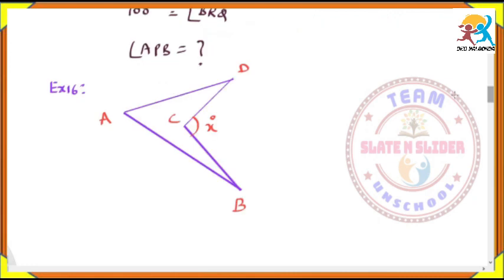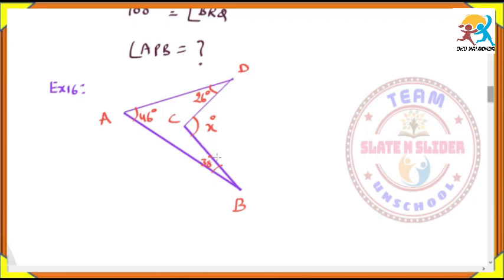Let us discuss example 16. Here we have a polygon. In this we have to find out x, and the angles of angle A and angle D and angle B are given. Angle A is 46 degrees, angle D is 26 degrees, and angle B is 38 degrees. We have to find out x.